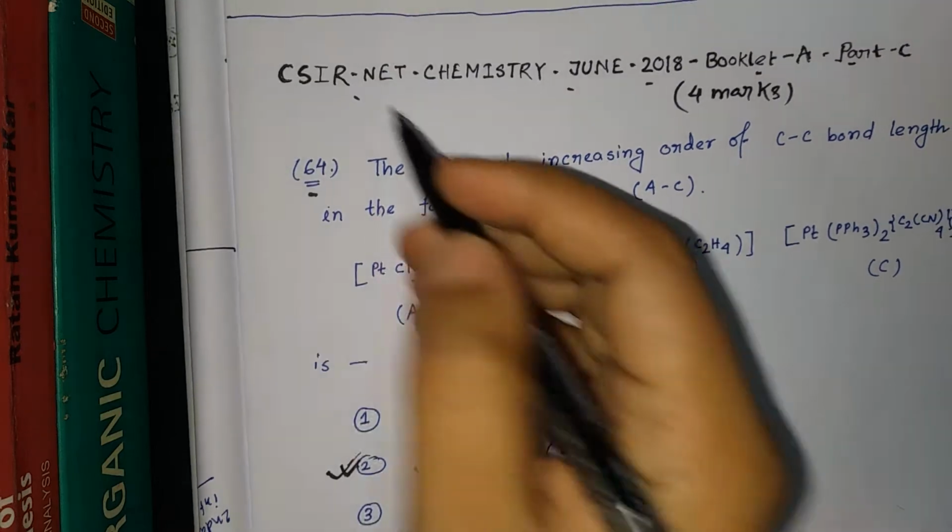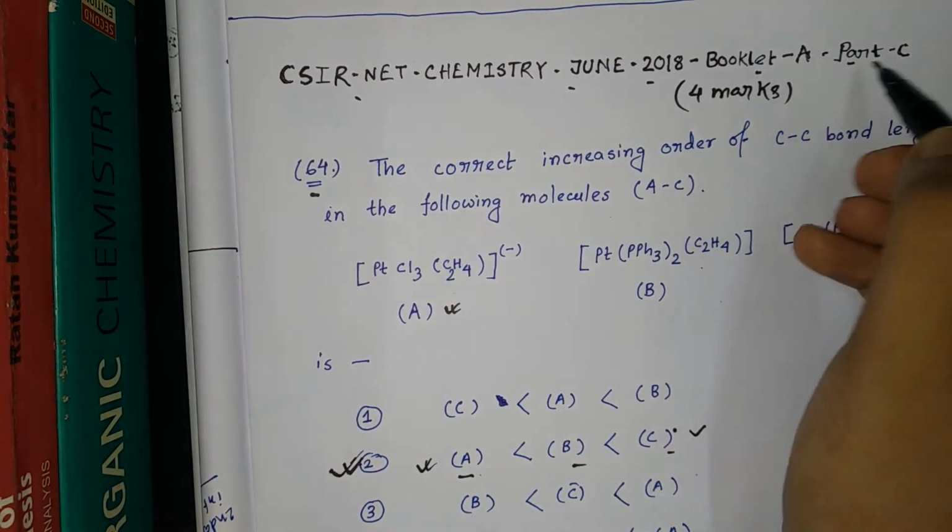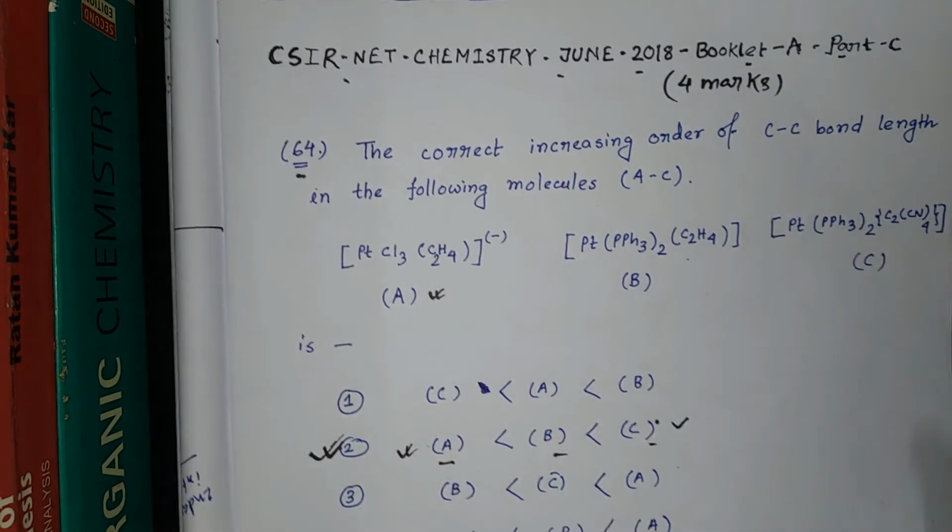Hello guys, today we will discuss the CSIR NET Chemistry June 2018 booklet A part C question number 64, which is a 4 marks question. So this is the question on your screen.